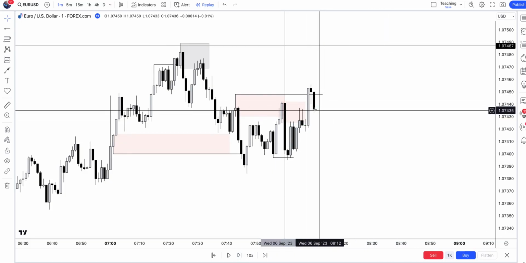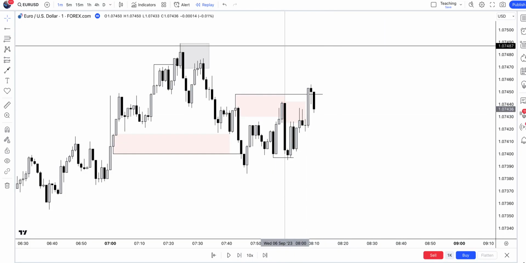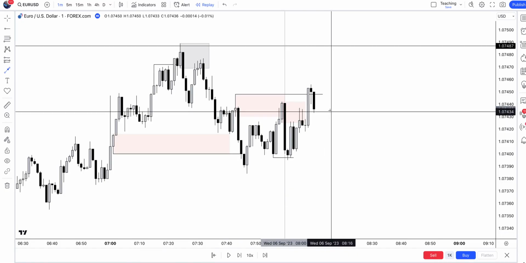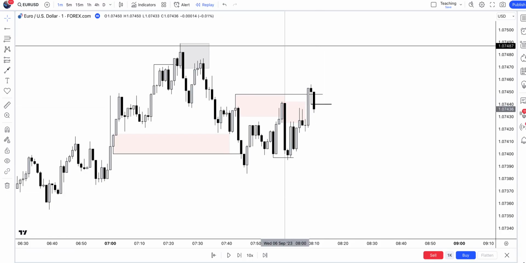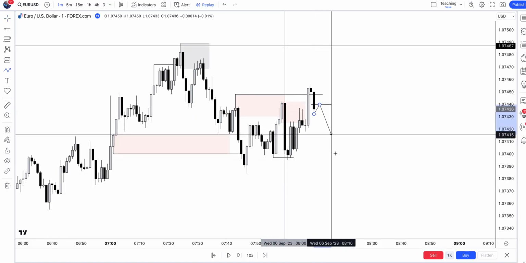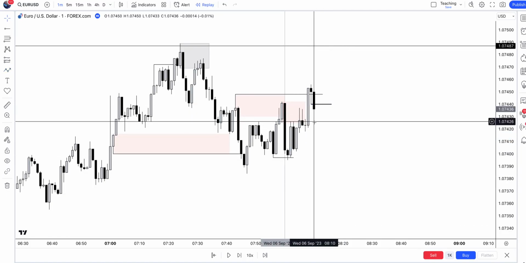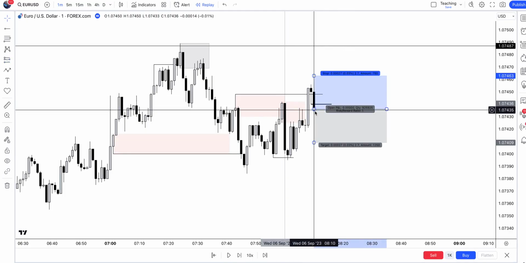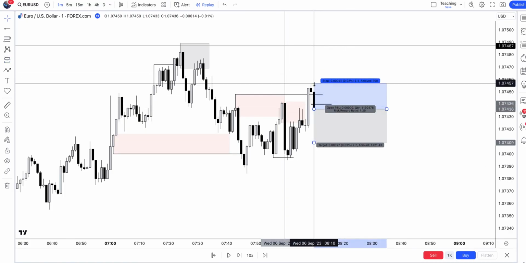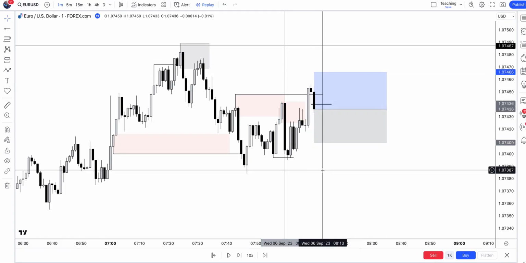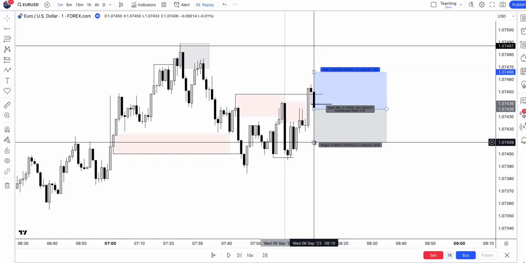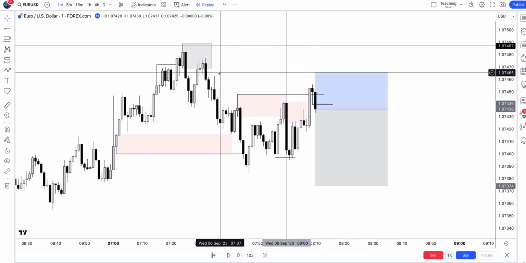Okay, now we had a closure below the wick here. So one way of taking the trade is you can wait for price to come back and retest that and then go short. Or since we've now shown a closure below, you can take that with your stop tucked above, okay? Those are the two ways of probably taking this trade here.